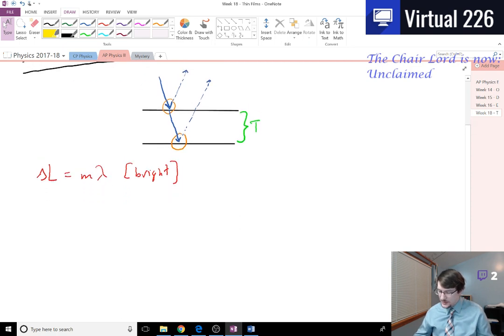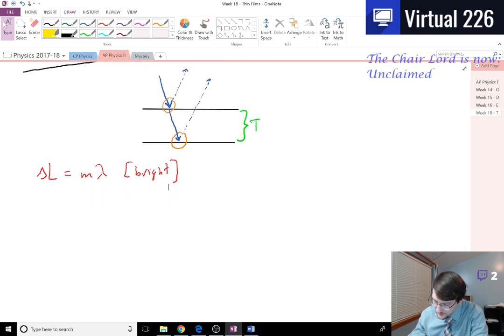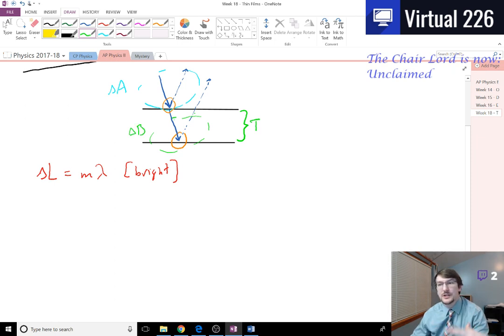So if we look at this here, we're going to have two change in path lengths that we need to set up. Up here for this first, this is delta A. It is just a reflection. And down here, we're going to have delta B. It is a reflection plus a path length difference.